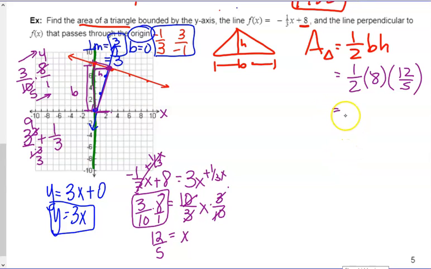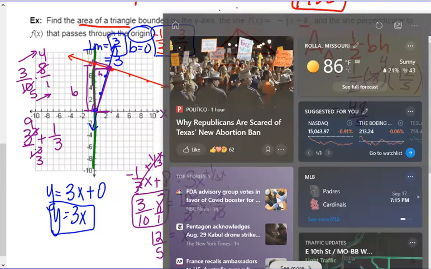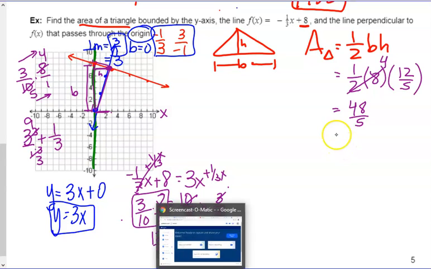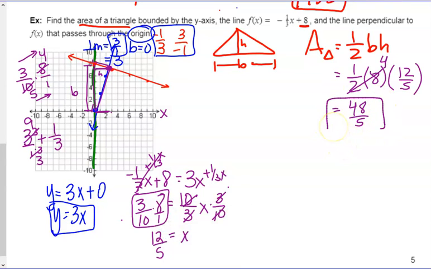So you can do 1/2 times 8 times 12/5, or 1/2 times 8 times 2.4, whatever your little heart desires. But when I run this through, 1/2 of 8 gives me 4. When I multiply 4/1 times this, go straight across, I get 48/5. And again, that could be your final answer. You could also write your final answer as 9 3/5, which would be acceptable.